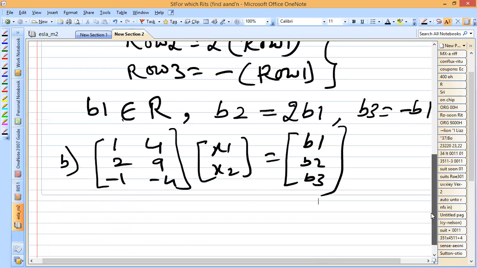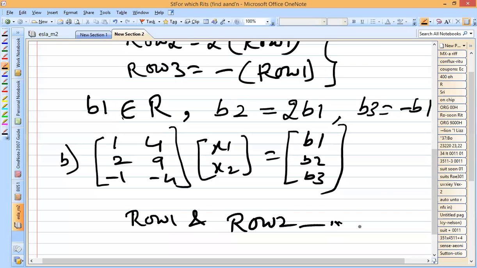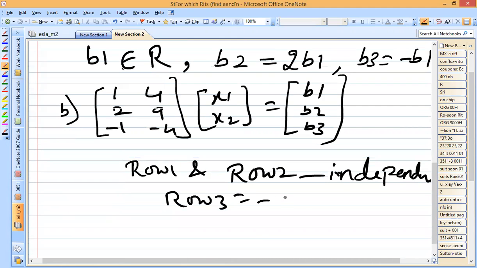If you observe this, can you see whether row 1 and row 2 depend on each other? No, they are not depending on each other. Both row 1 and row 2 are independent of each other. What about row 3? It is equal to minus of row 1. So now can you write the conditions for b1, b2, b3?